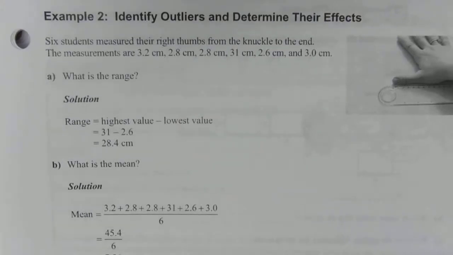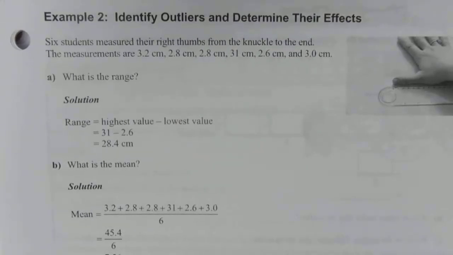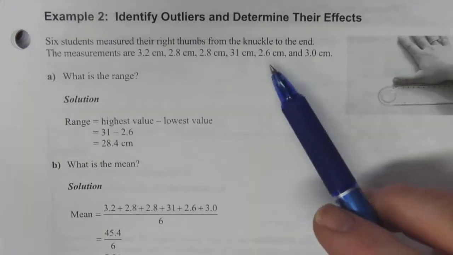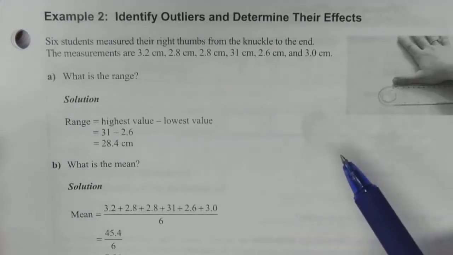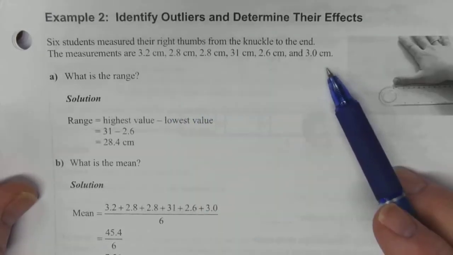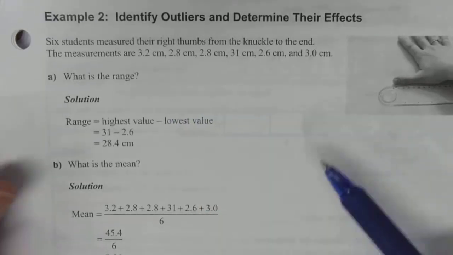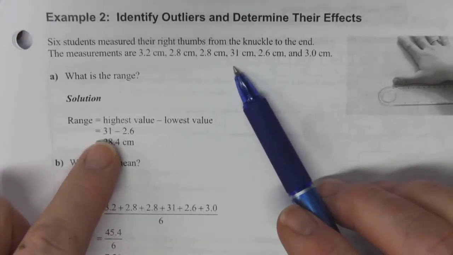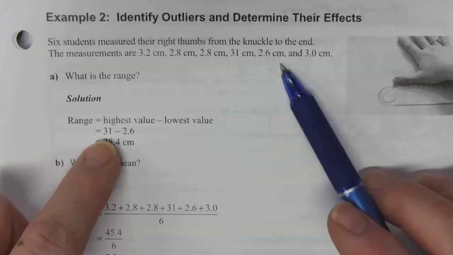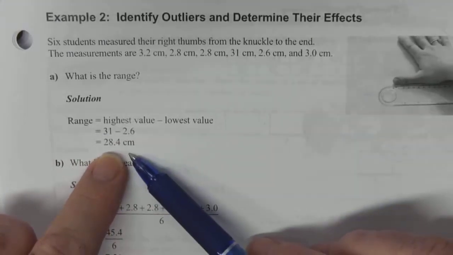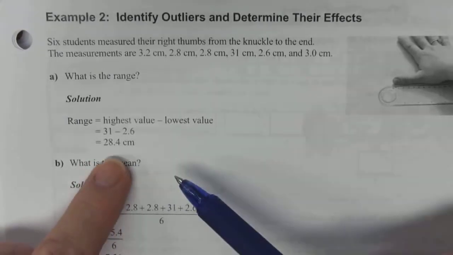Number 2, identify outliers and determine their effects. 6 students measured their right thumbs from the knuckle to the end. The measurements are given here in centimeters. What is the range? Well, we've got a 31 centimeter down to a 2.6 centimeter. So if we subtract them, 28.4 centimeters is the range. That's a really long thumb.